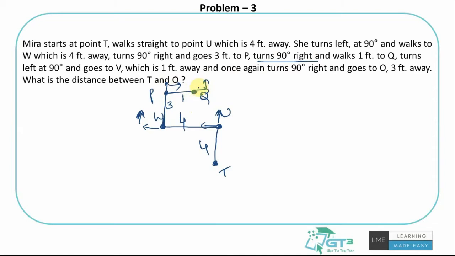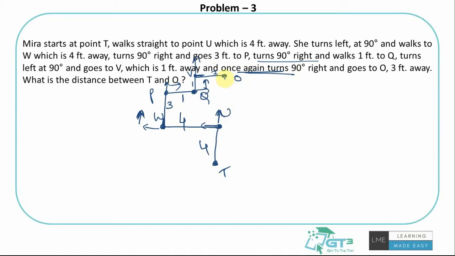Turns left at 90 and goes to V, which is 1 feet away. That means she walked for another 1 feet, and this is V. And once again turns 90 degrees right. Again she turns this direction because she will be facing this direction now. So 90 degrees to right, so she is now facing this direction and goes to O 3 feet away. So this is O, which is 3 feet away. What is the distance between T and O?